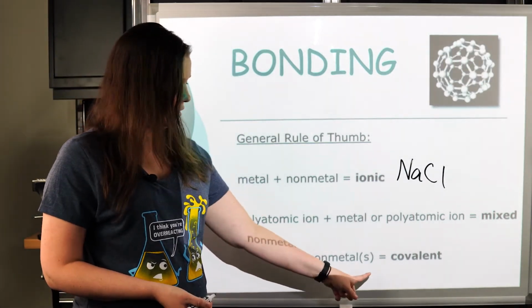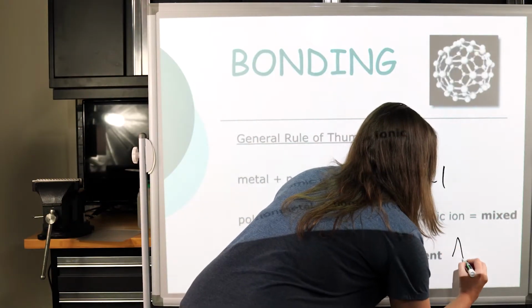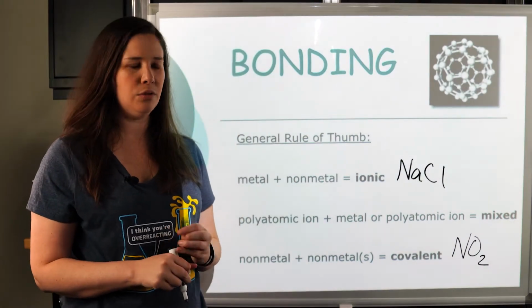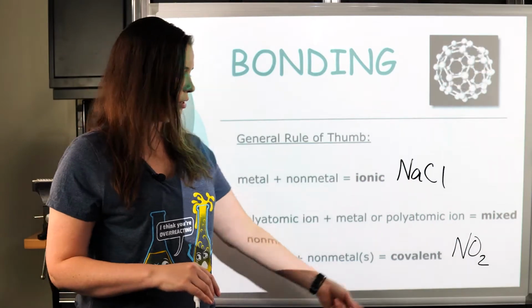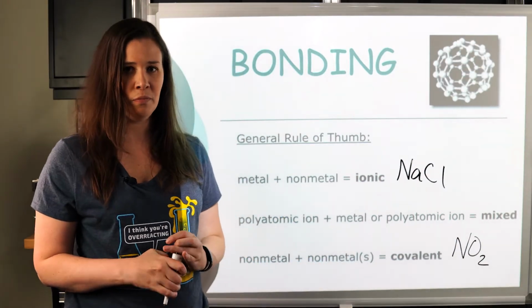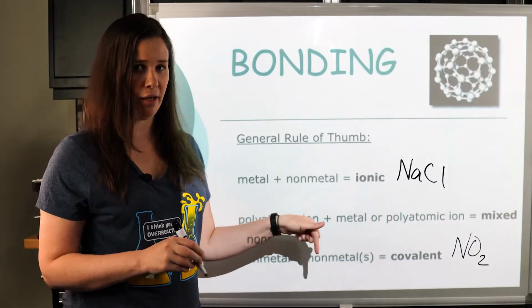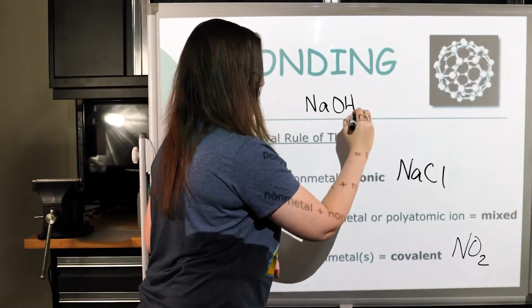Could be 2, it could actually be more, could have 3 or 4 atoms involved. A good example would be nitrogen and oxygen, nitrogen dioxide, NO2. Both nitrogen and oxygen are nonmetals, and so when they bond, we call that a covalent bond. You could also have both types of bonds present in the same compound. So an example of that would be sodium hydroxide.